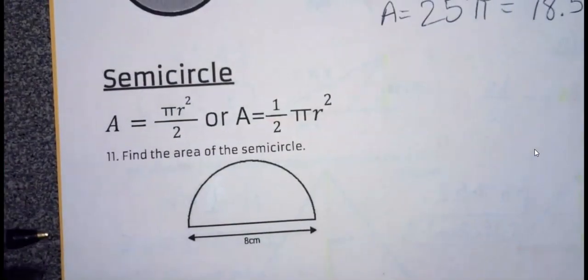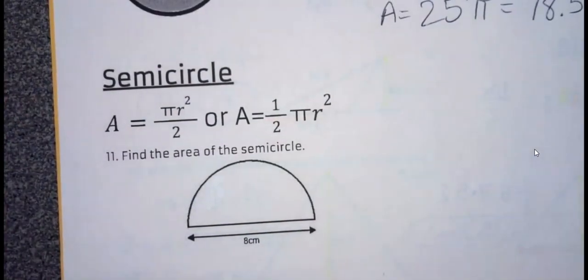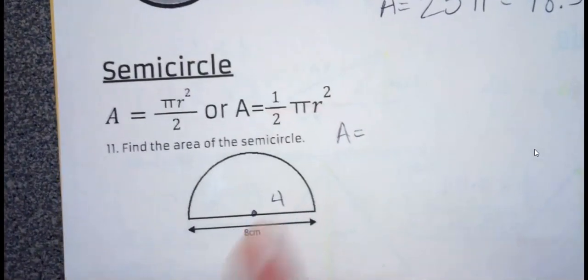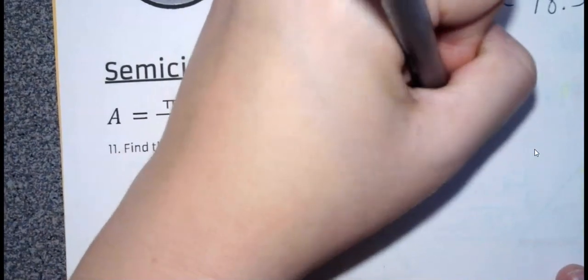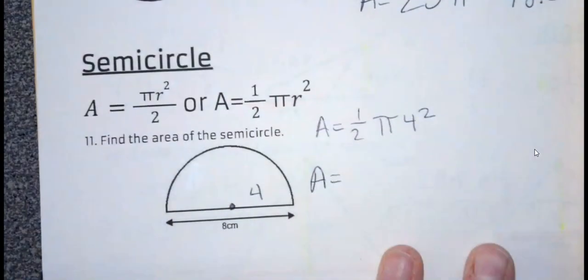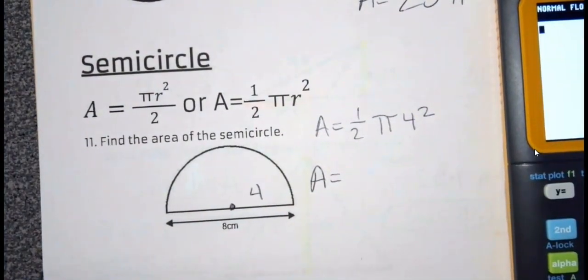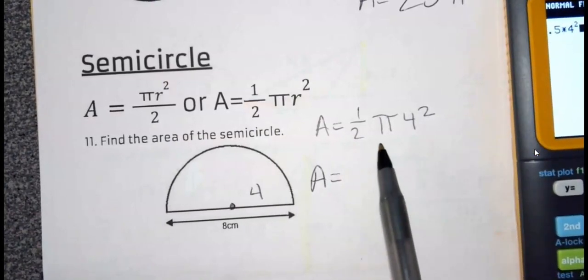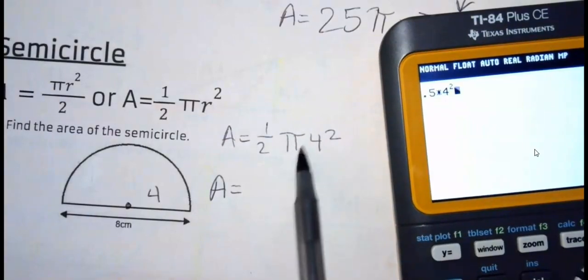All right, last thing, a semicircle. You just take the area of a circle and you cut it in half. I mean, it's pretty easy. So the area is going to be, if it gives you the diameter, make sure you cut it in half and get the radius. 1/2 times pi times 4 squared. We're going to do this in terms of pi and decimal. So 1/2 times 4 squared is all we're going to type in the calculator, because for in terms of pi, we only type the numbers, not the pi.